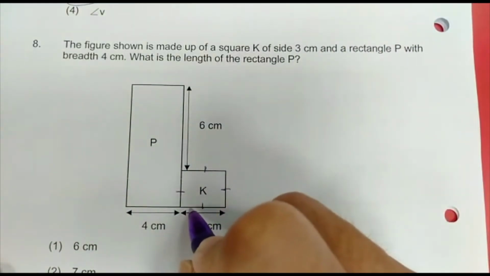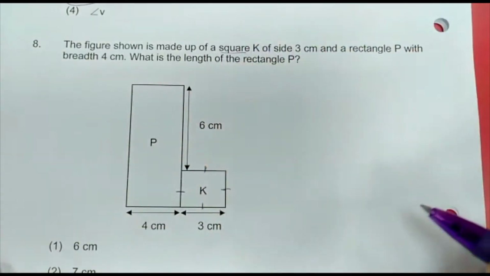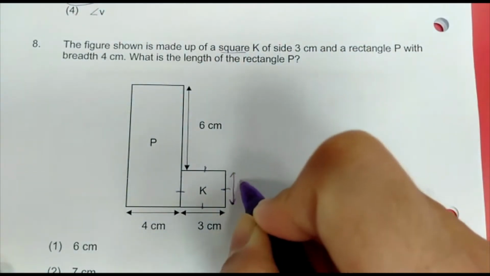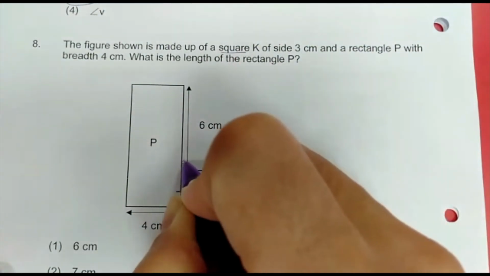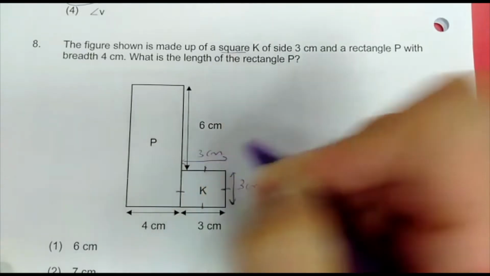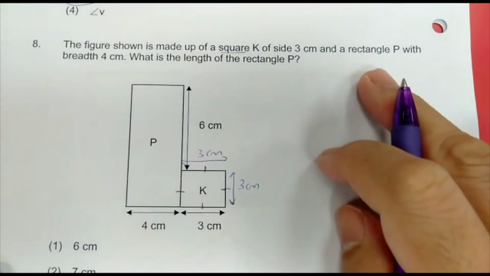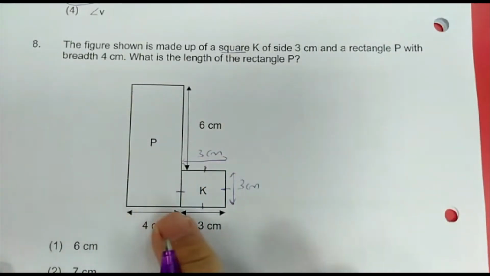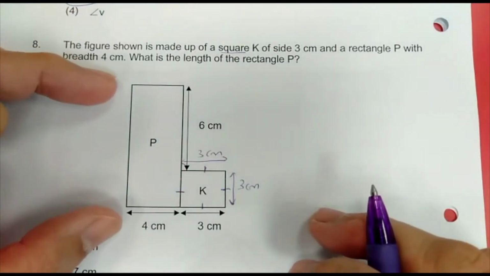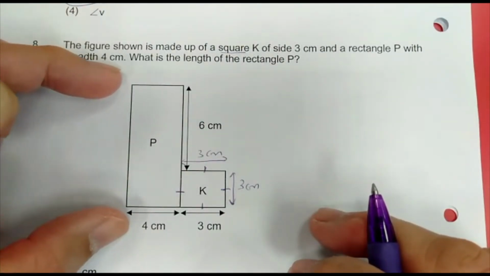If this is a square and all sides are equal, that tells me this side is also 3 cm and this part here is also 3 cm. A rectangle with a breadth of 4 cm. Now, what is this length? This length is the same as this length.